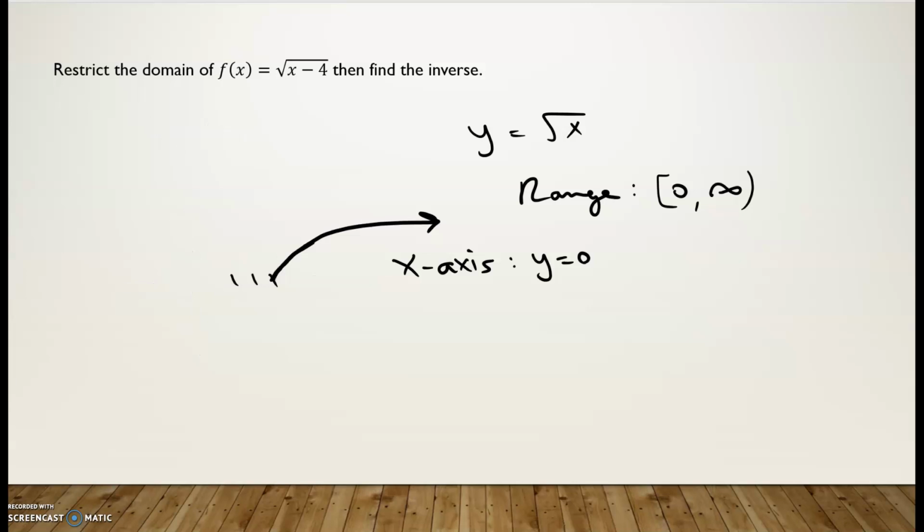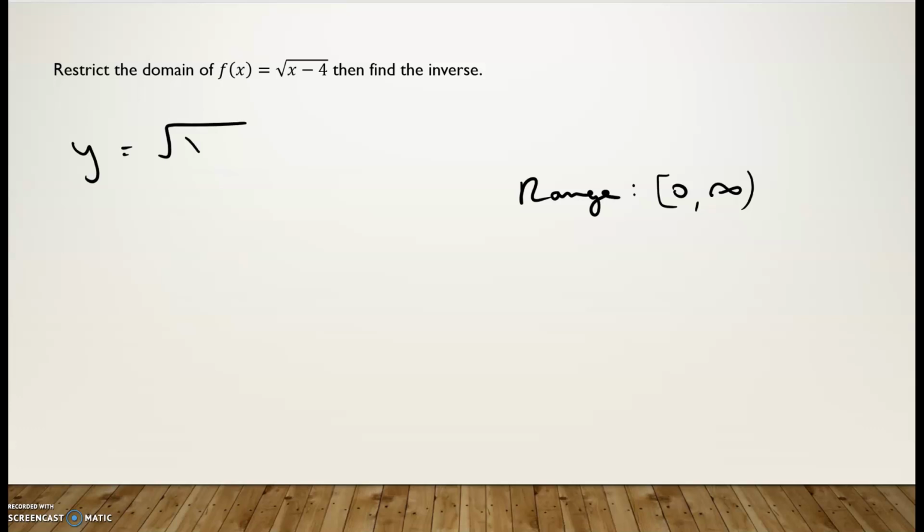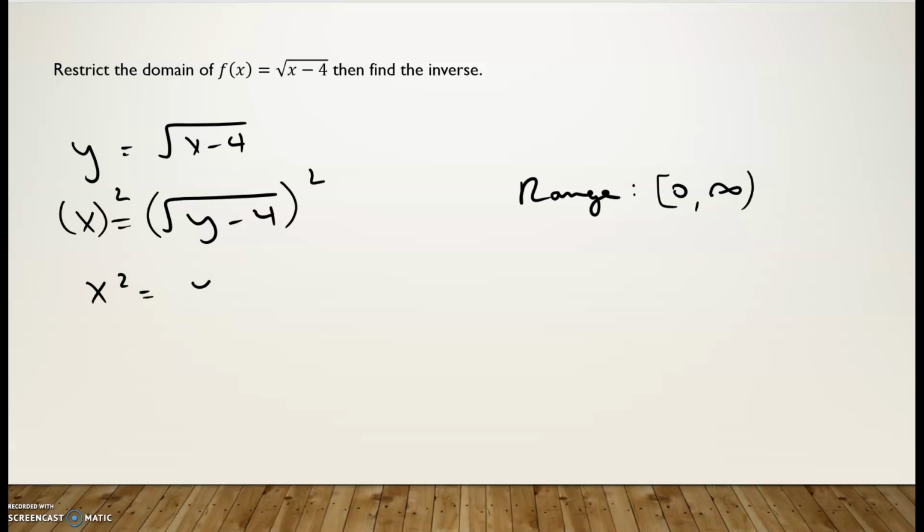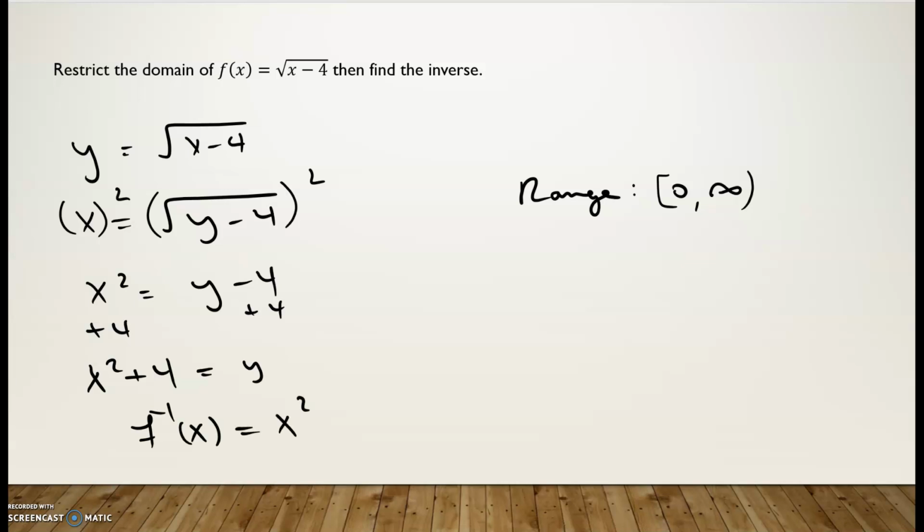Okay, so what we need to do to find the inverse is I'm going to change this to y, switch my x and my y values, and then solve for y. So I need to square both sides. So x squared is equal to y minus 4. Add 4 to both sides. So x squared plus 4 equals y. So the inverse function of x is equal to x squared plus 4.